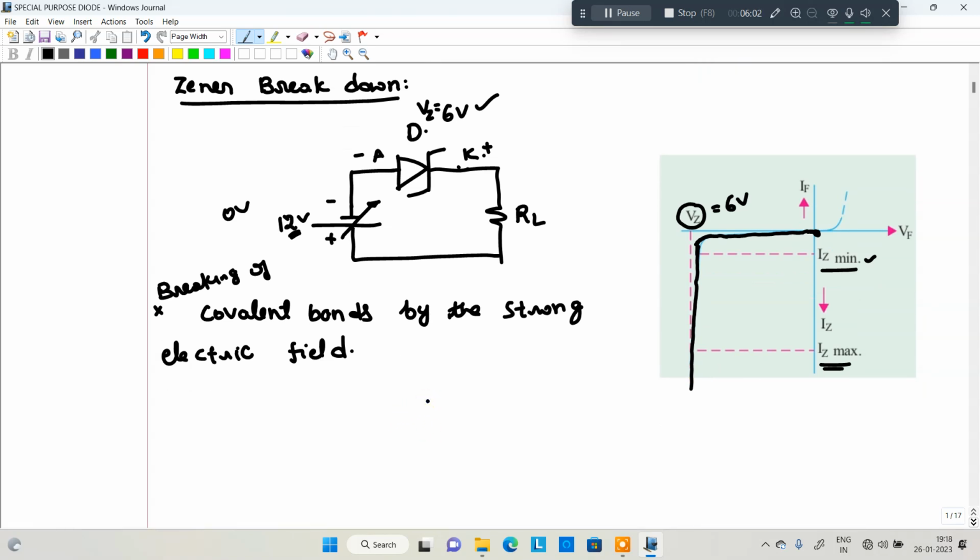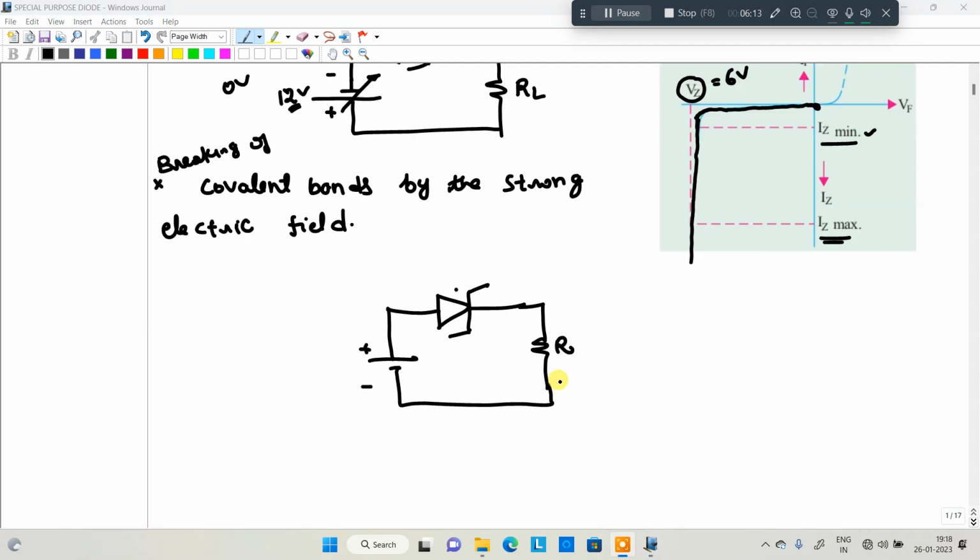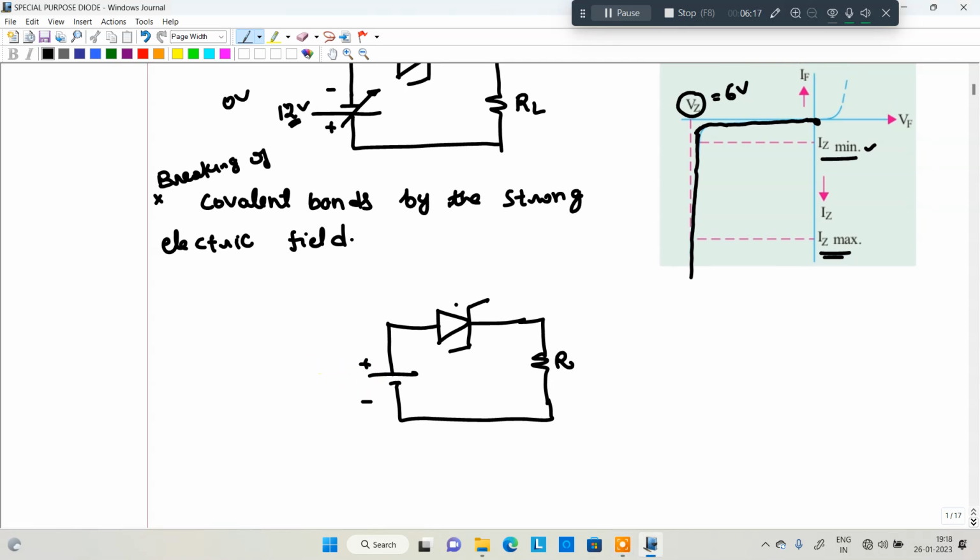The second case we are going to discuss is the Zener diode in the forward bias condition. What happens when the Zener diode is connected in forward bias? Whenever you connect the forward bias condition, for example you are applying the 12 volts as in the previous case, the current will try to flow through the diode, and it acts as an actual normal diode.